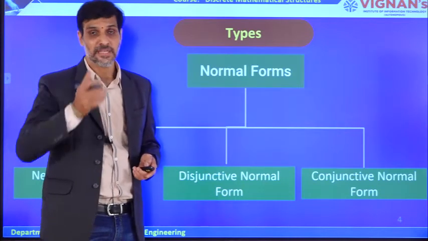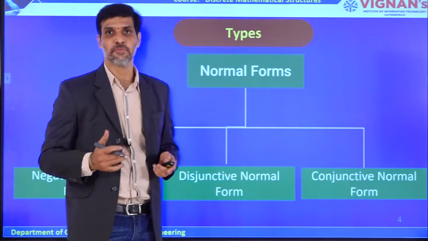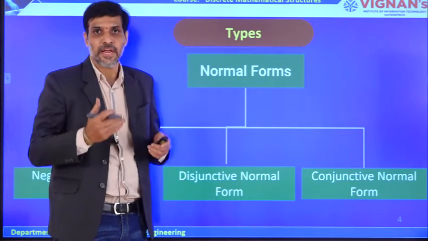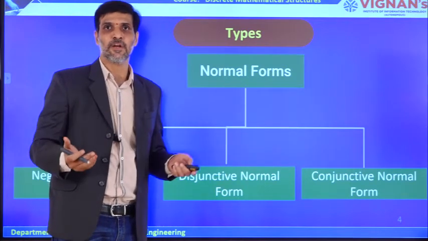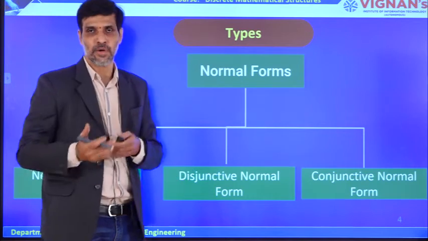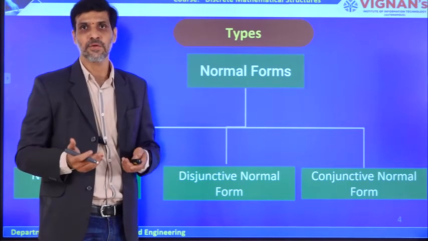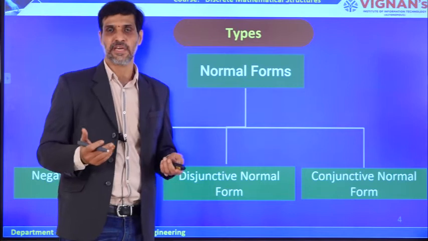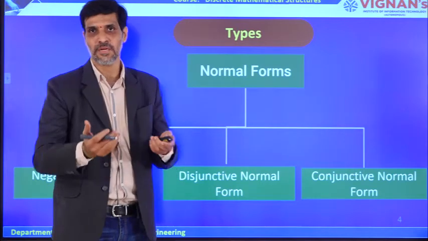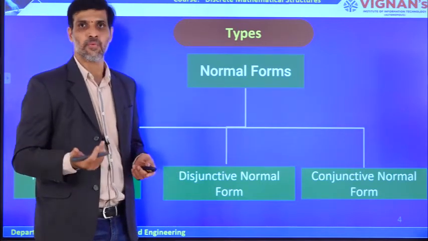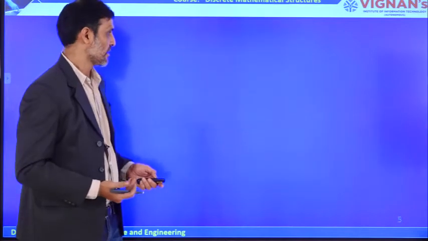These are the three different types of normal forms which we have, and we are trying to convert any given complex sentence into any one of these forms by using the logical connectives negation, disjunction, and what? Conjunction. How? We'll discuss that.